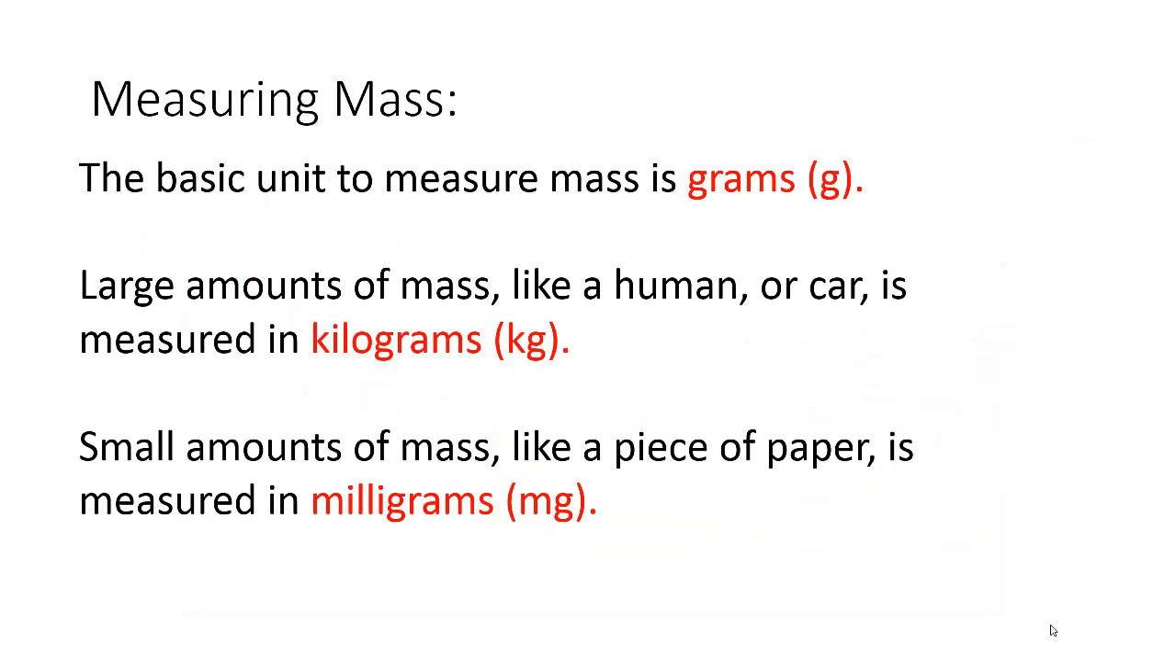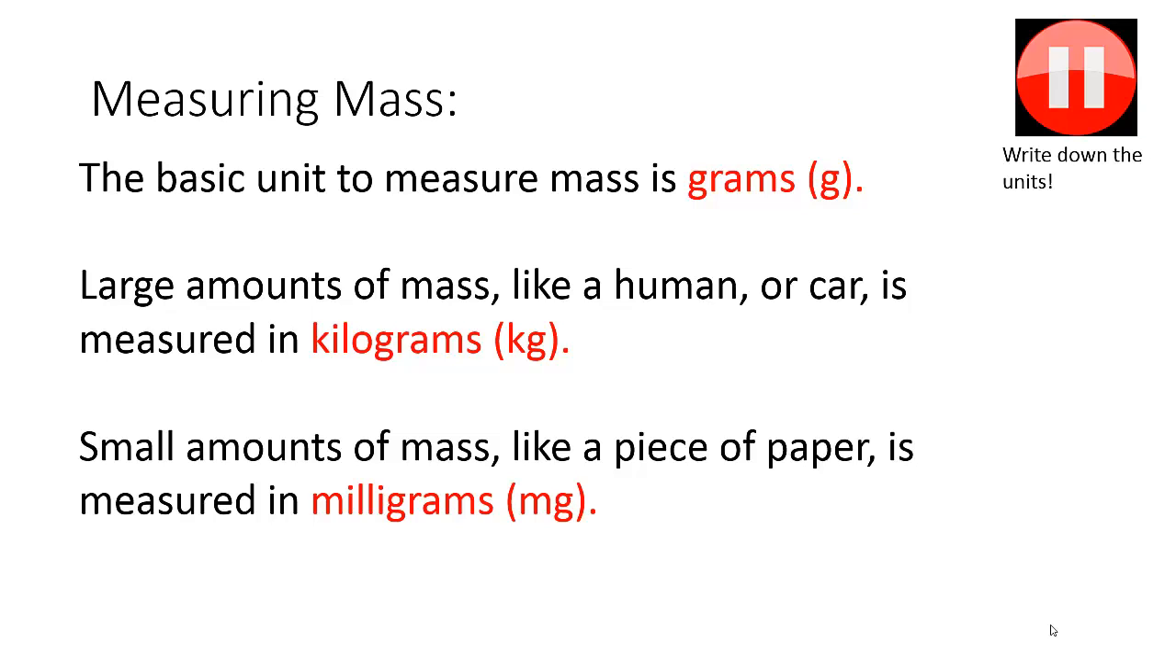Measuring mass. The basic unit we measure mass is grams, or you could put g. When we want to measure large amounts of mass, like a human or a car, or even an elephant, this is measured in kilograms, kg. Small amounts of mass, like a paper clip or a piece of paper, is measured in milligrams, or mg. We're going to pause this video. All I want you to do is write down the units. They are in red.